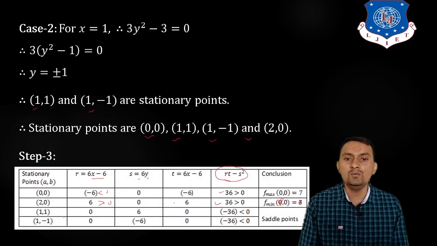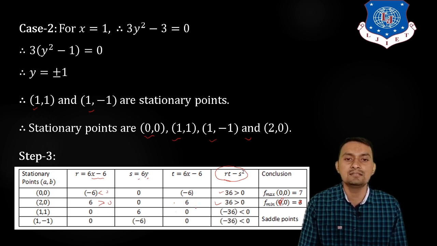Now at (1, 1), r is equal to 0, s is equal to 6 and t is equal to 0. So what are we going to get? The product of these two, r into t, is 0, minus s squared, that is 36, but since the minus is there, we are going to get minus 36, and that is negative. And by the same argument at (1, -1), rt minus s squared is negative, which means the point is a saddle point. That means the function f(x, y) has neither maxima nor minima at these points.